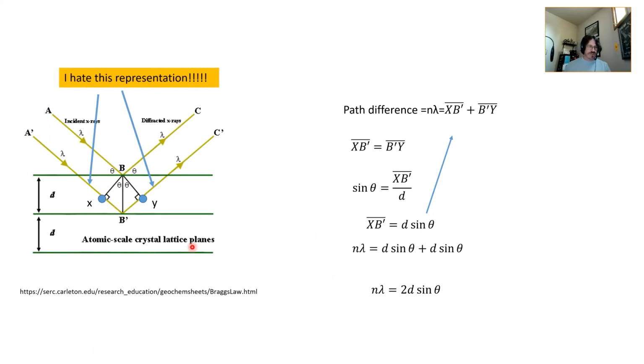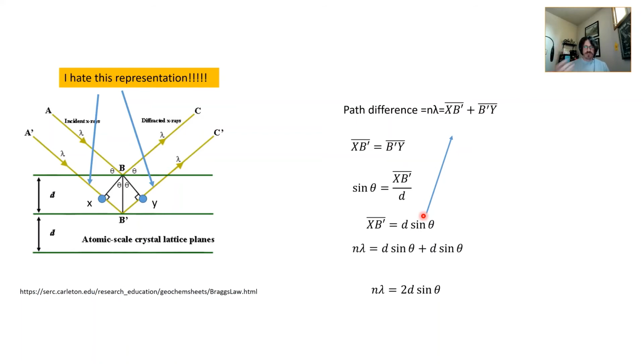I've always hated it, because you have this extra line segment here that just kind of is ignored. And the reason they ignore it is because I call this the so-called geometric derivation of Bragg's law. The other flavors of Bragg's law derivations are very similar, and I discussed that before.